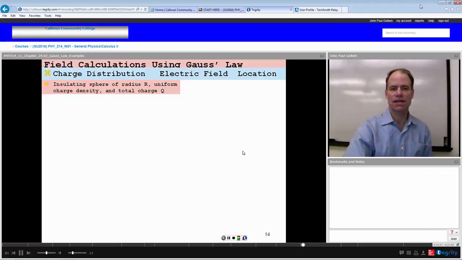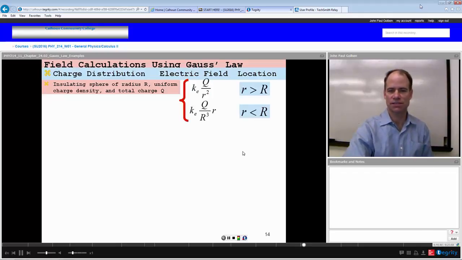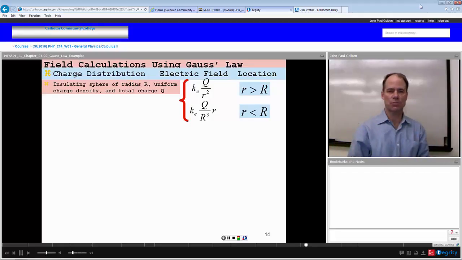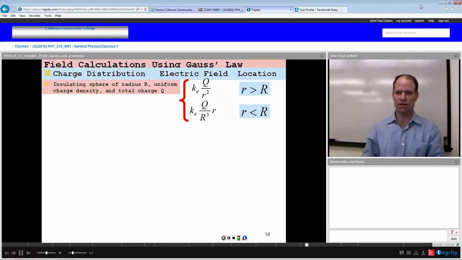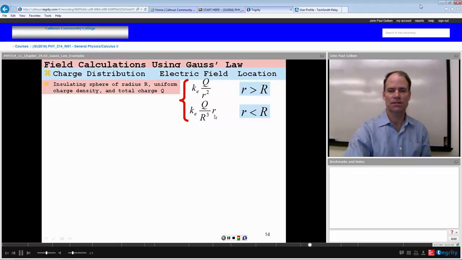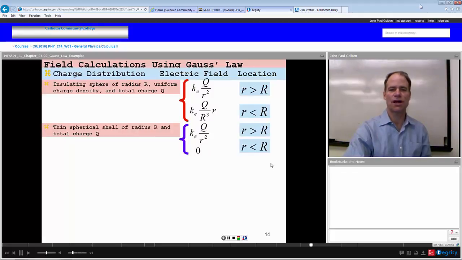If we have an insulating sphere of radius r, uniform charge density rho, total charge q, then outside this spherical distribution, it acts like a point charge, k big Q over r squared. Inside, it acts linearly from 0 to the surface, and so it's k q over r cubed times our variable r. For a spherical shell, radius r and total charge q, outside acts like a point charge, kq over r squared. Inside, there is no E field.